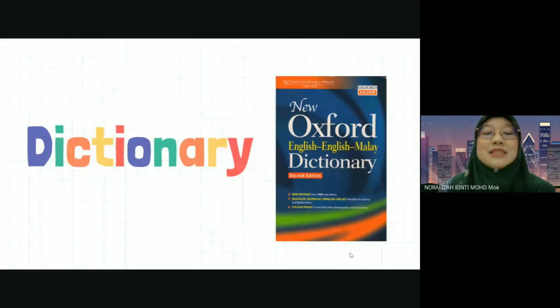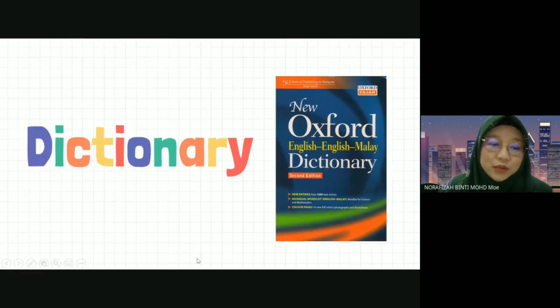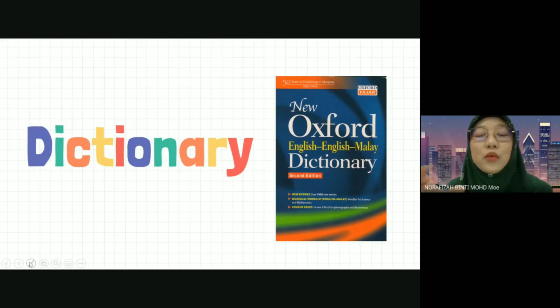Next we have dictionary. I want you to have this dictionary when we are going back to school. Please have a dictionary with you. We have lots of dictionaries at school, but it's quite hard, susah sikit awak nak pinjam-pinjam, nak share lah. So, I want you to have your own dictionary, sebab dictionary ni memang banyak pakai. Awak beli sekarang, the price is RM11 macam tu je. Murah je RM11 macam tu.